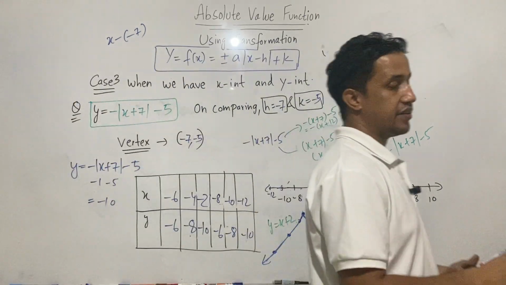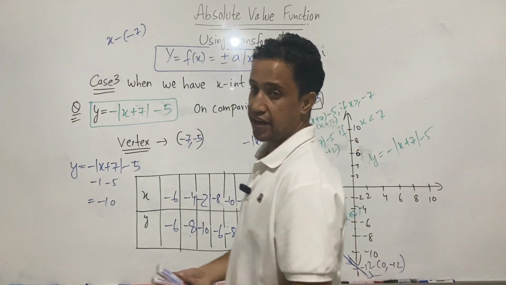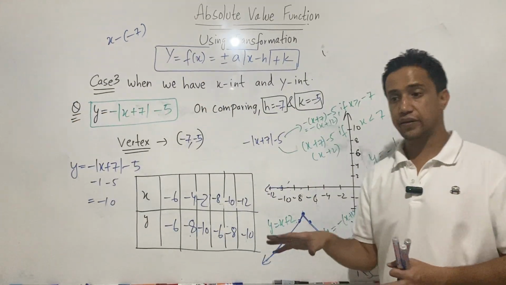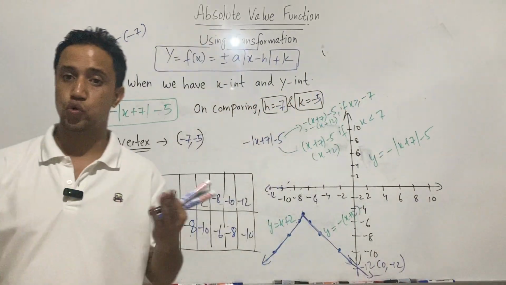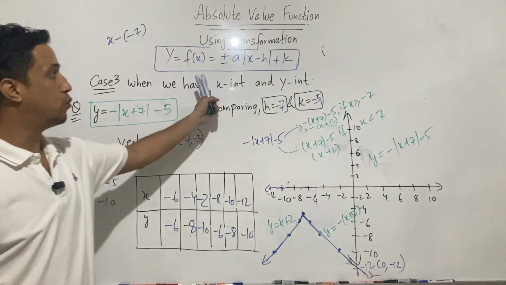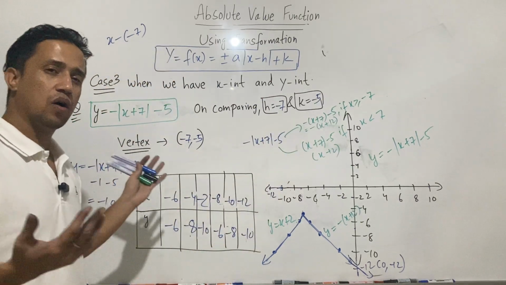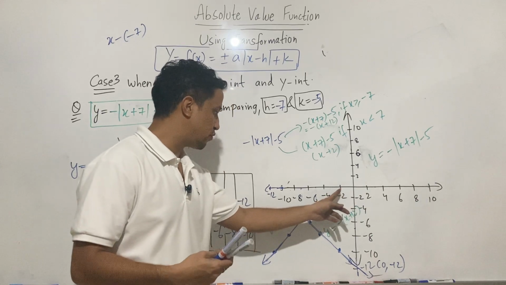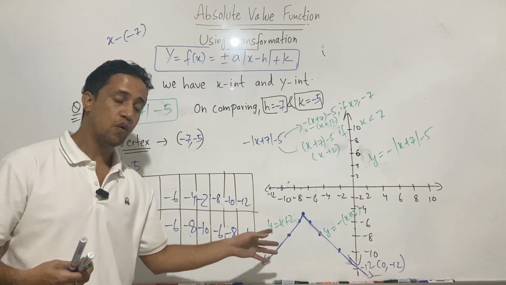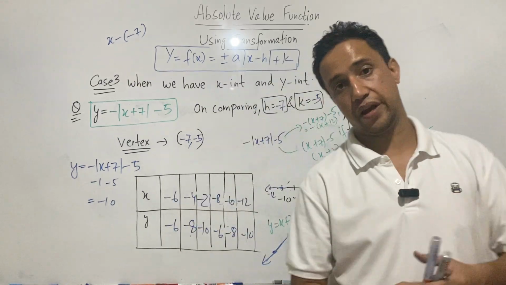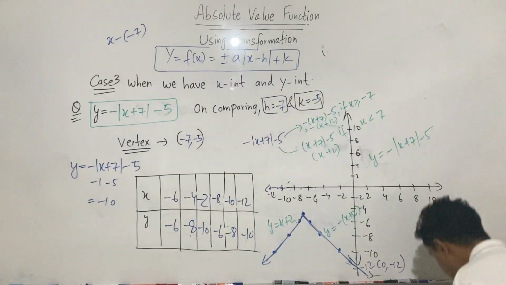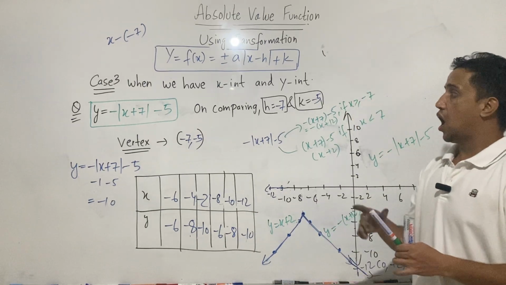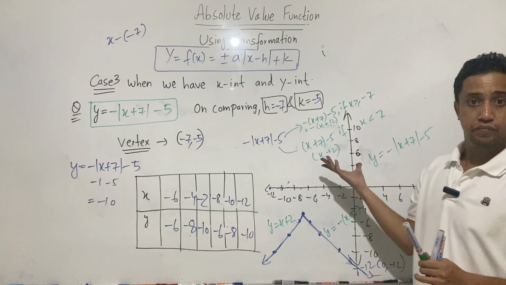So with this, our case number 3 has finished. Case number 1, y-intercept 0. Case number 2, x-intercept 0. Case 3, we have both x-intercept and y-intercept. Actually what we are doing here is just shifting the vertex in the xy plane. Now you can do any number of questions on it. I hope you got it.